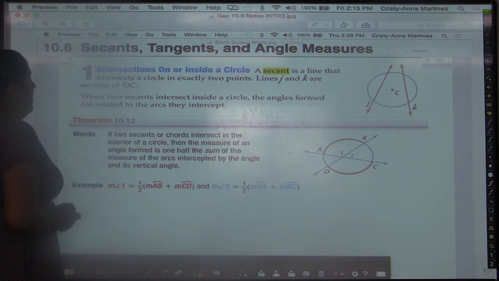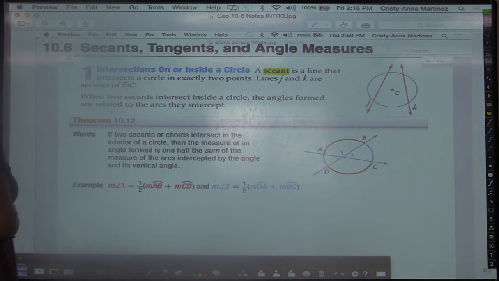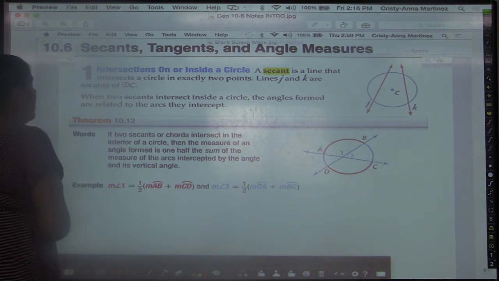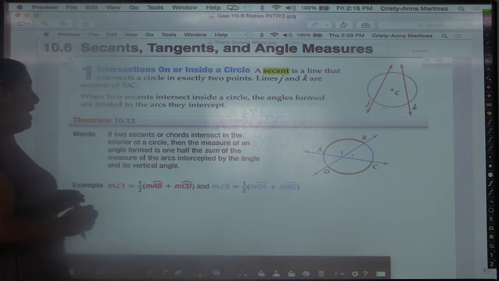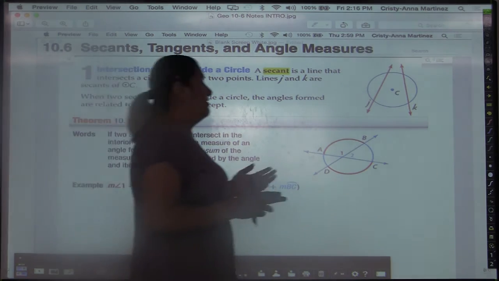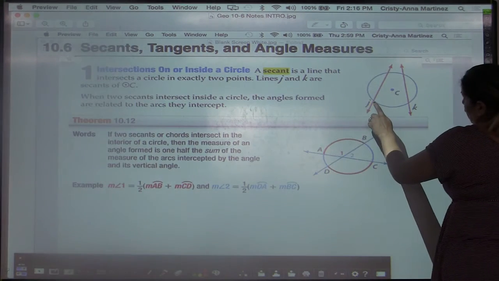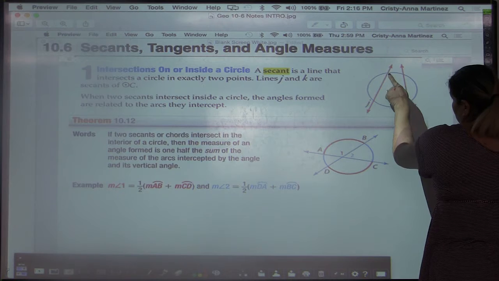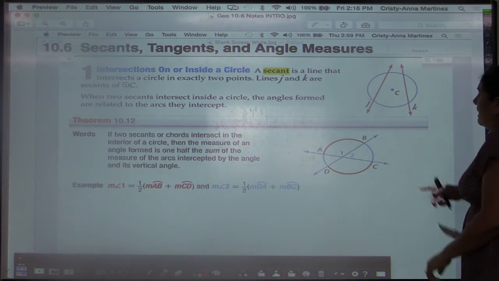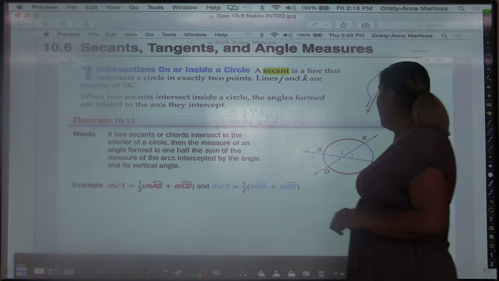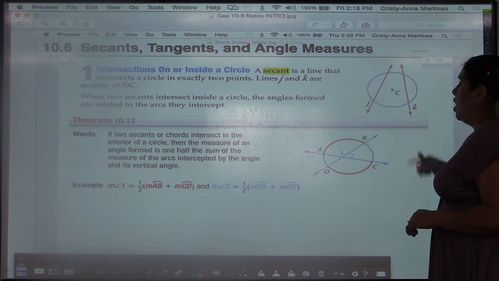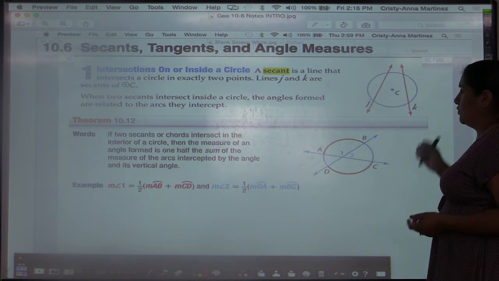A secant is a line that intersects a circle in exactly 2 points. It reminds us of the definition of a chord, the difference being that a chord is a segment with 2 endpoints. In this diagram, the chord would just go from this endpoint to that endpoint. But here we're talking about the entire line, which is what we call a secant. Lines J and K are considered secants of this circle C.